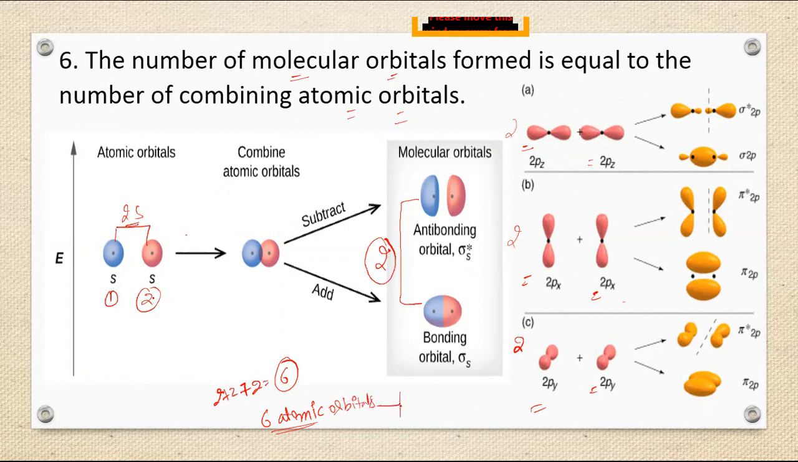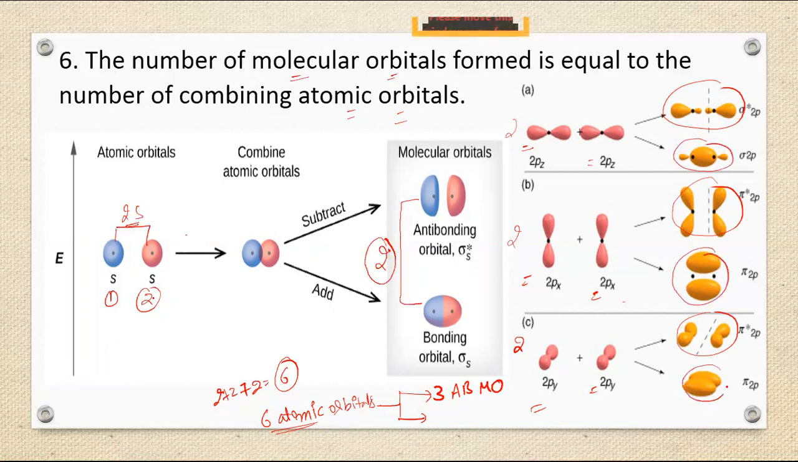When these 6 atomic orbitals overlap, they will form 1, 2, 3, that is 3 antibonding molecular orbitals, and 1, 2 and 3, there are 3 bonding molecular orbitals. So what is your observation? When two atomic s orbitals overlap, two molecular orbitals are formed. When six atomic orbitals overlap, six molecular orbitals are formed, out of which three are bonding molecular orbitals and three are antibonding molecular orbitals. Is that point clear to every student? Now we will move forward.